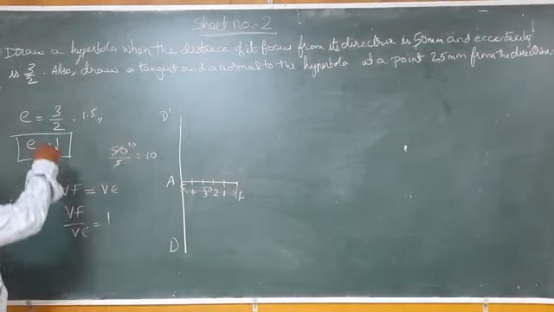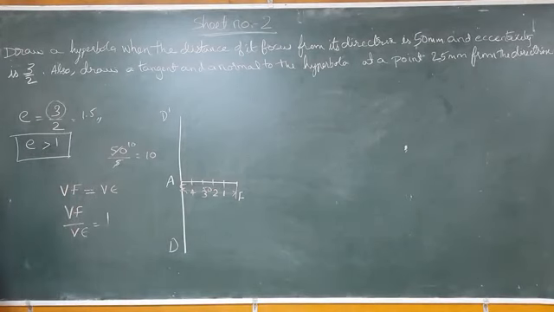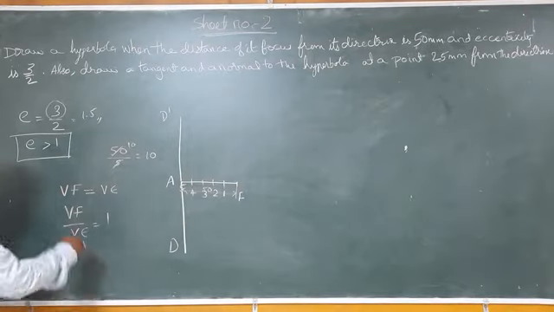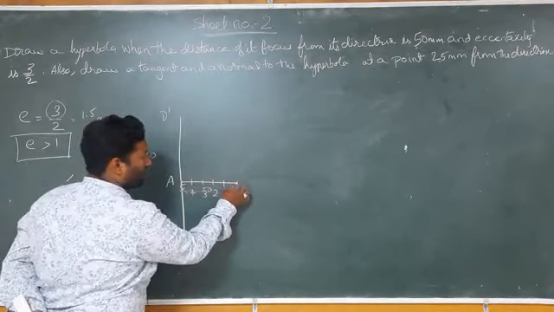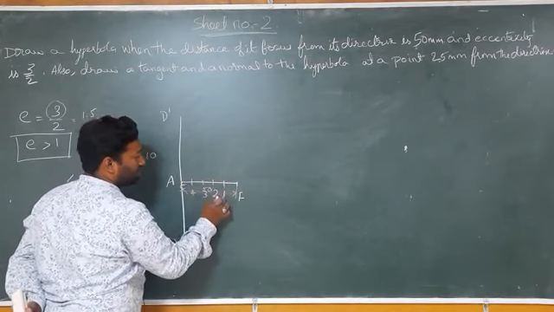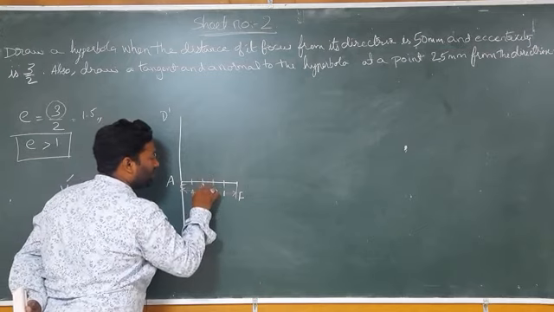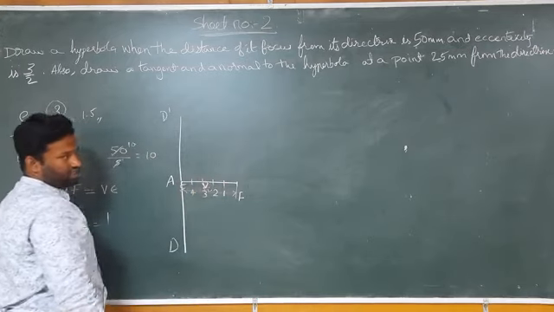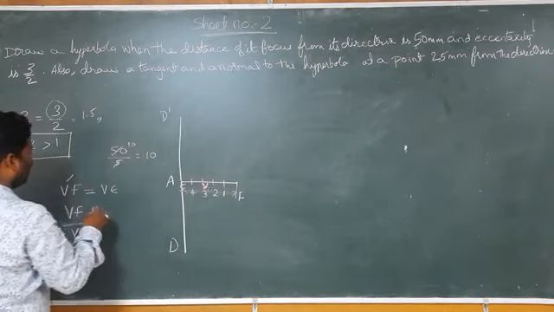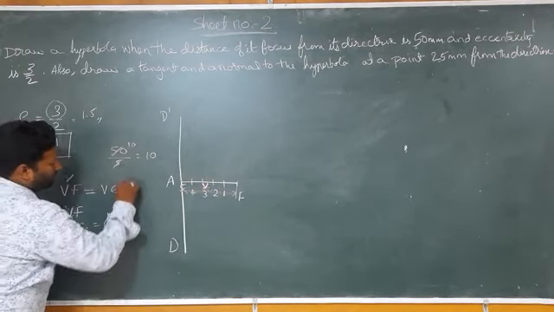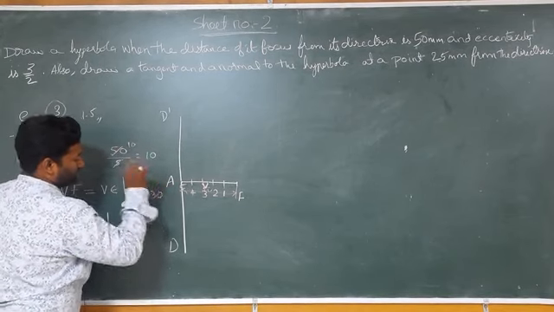So here, as per the eccentricity, the numerator is 3. So we select the point V from the focus at the third point, that is nothing but 1, 2 and 3. This is the point where we can mark the vertex. So from V to F we have 30 mm. That is, VF is equal to 30 mm.